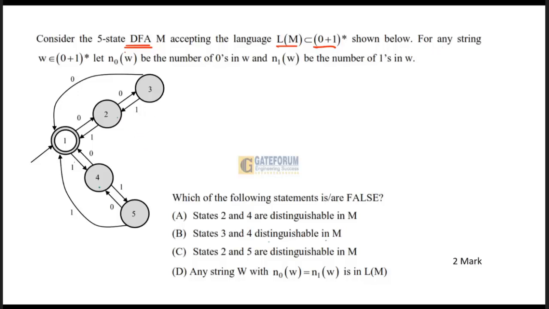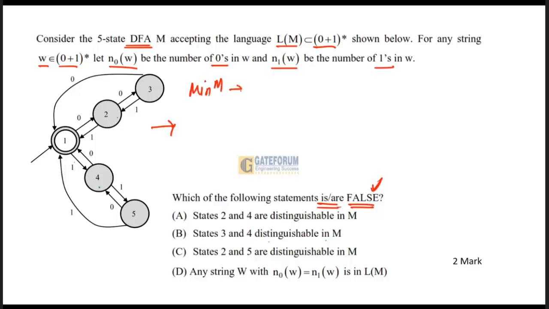For any string W belonging to the closure of 0 and 1, let n0(W) be the number of zeros in W and n1(W) be the number of ones in W. Then which of the following statements is/are false? They are asking which of the following statements is/are false. So this is a DFA, deterministic finite automata, given with 5 states, and we need to perform minimization.